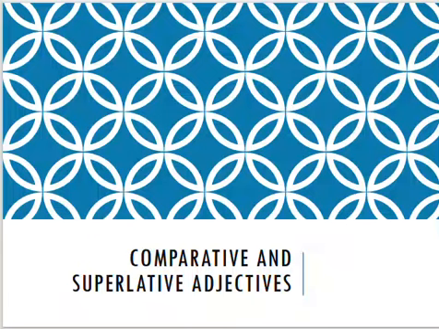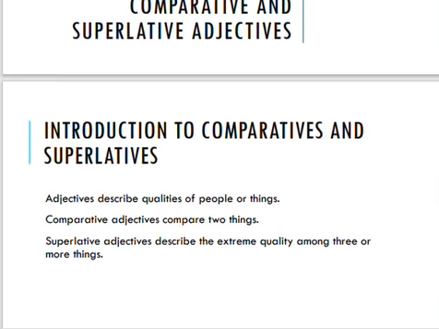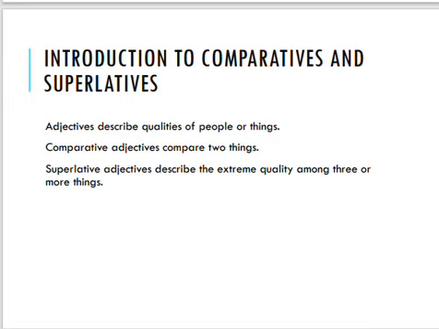Hello everyone, and welcome to our lesson on comparative and superlative adjectives. In this video, we will dive deep into how to form comparisons between things and how to describe the extreme degree of quality. Comparative adjectives help us compare two items, while superlative adjectives help us express the highest degree of quality among three or more items. By the end of this video, you'll be able to confidently use both comparative and superlative adjectives in your sentences. Let's get started.